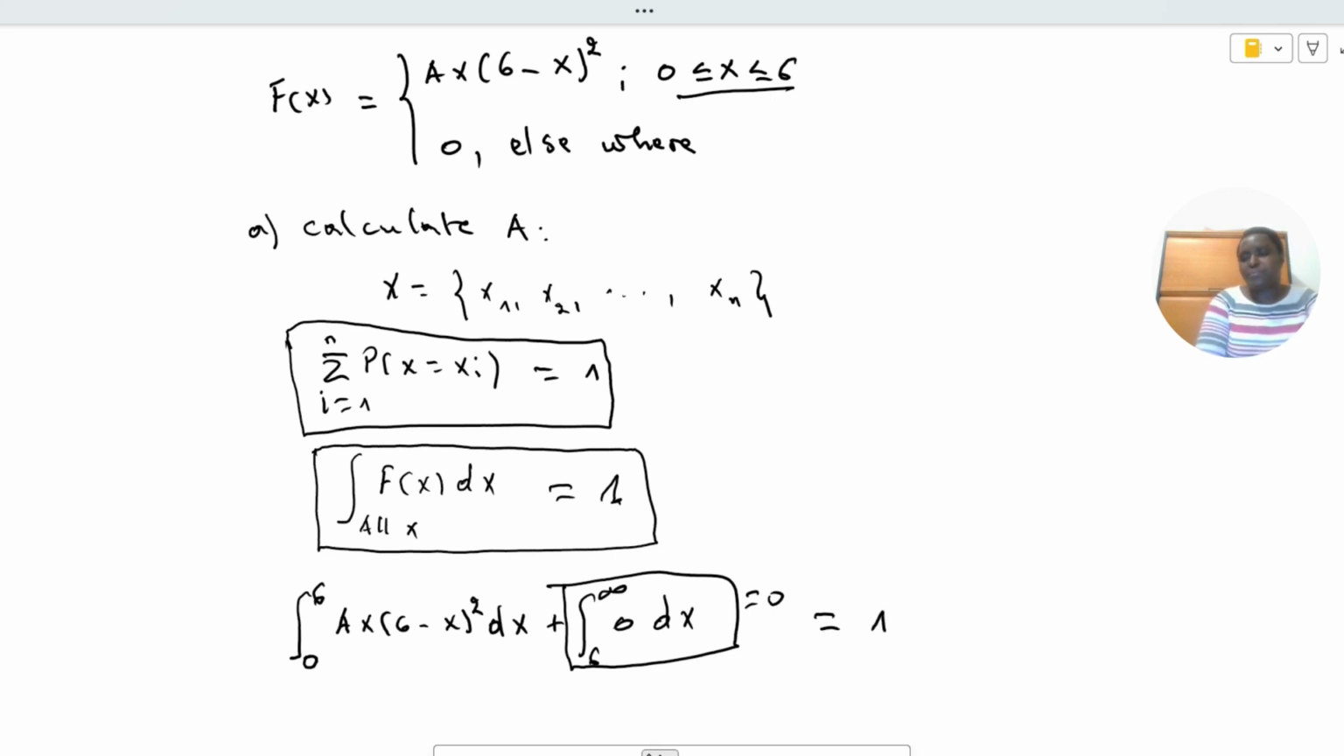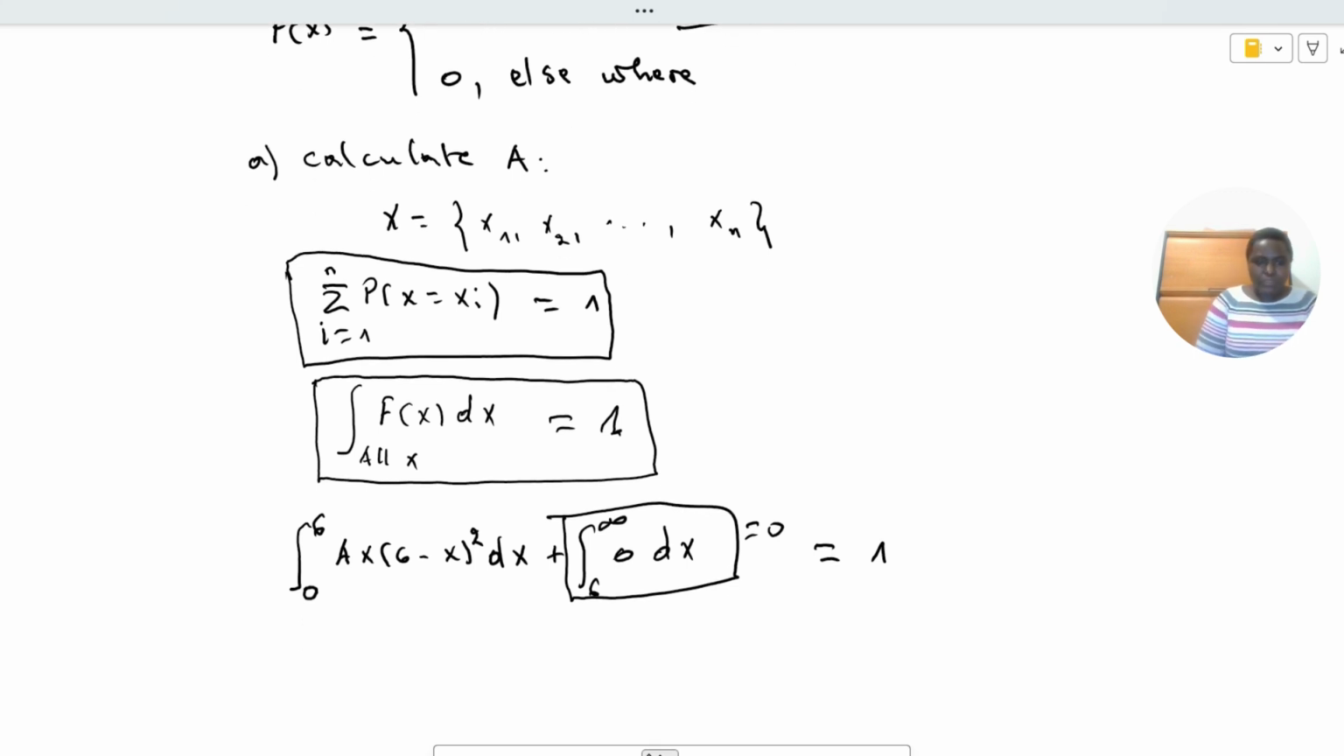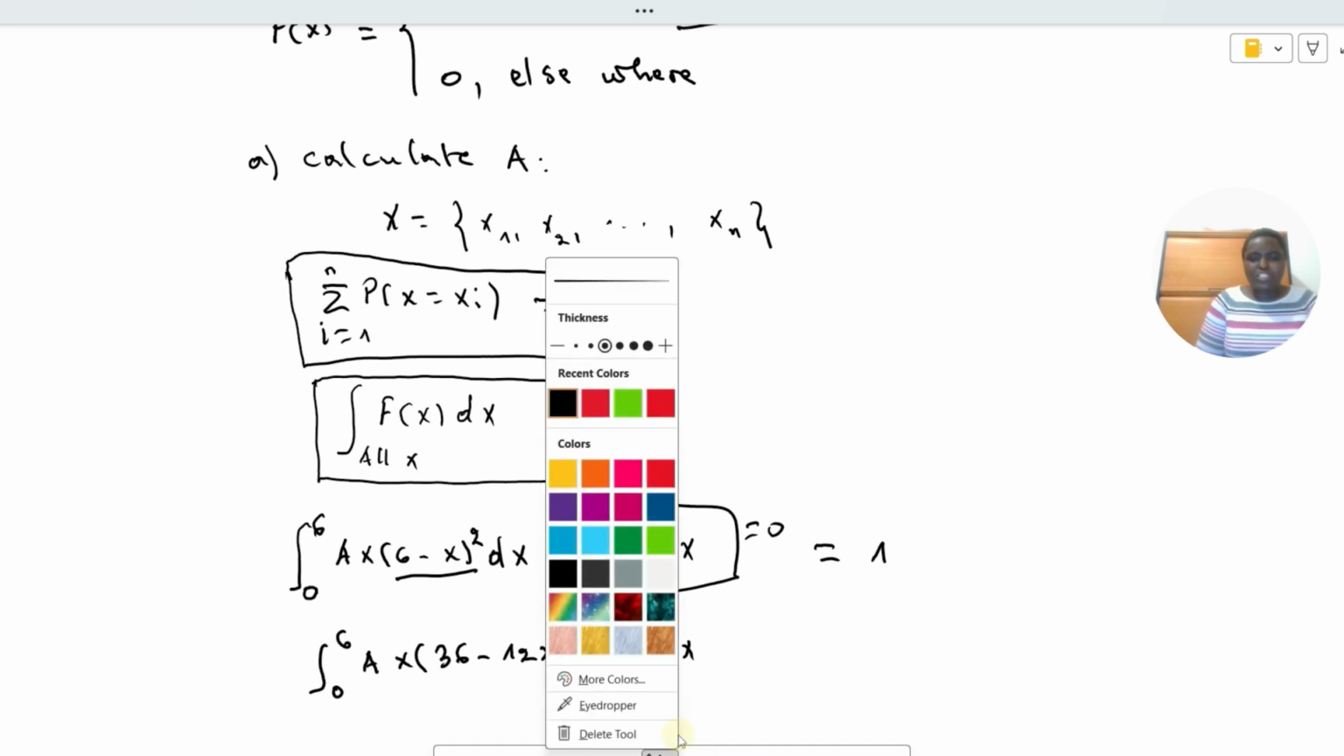So what do we have? We will have the integration from 0 to 6 of a x times, when we expand (6 minus x) squared, this will be equal to 36 minus 12x plus x squared, then dx. I think you all remember this relationship.